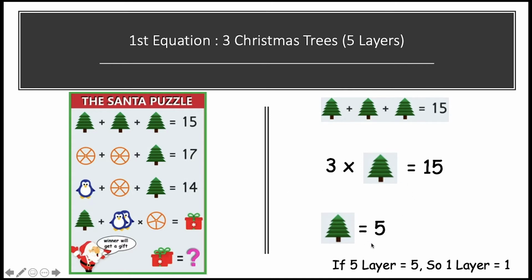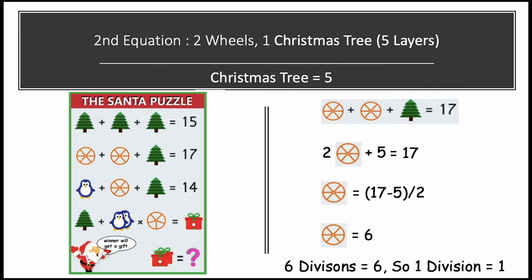So by the end of the first equation, we have got the value of 1 Christmas tree, which has 5 layers, equal to 5. So if 5 layers is equal to 5, 1 layer will be equal to 5 divided by 5, which is 1. So by the end of the first equation, we have two values: 1 Christmas tree, which has 5 layers, is equal to 5, and 1 layer is equal to 1. Now jumping on to our second equation.